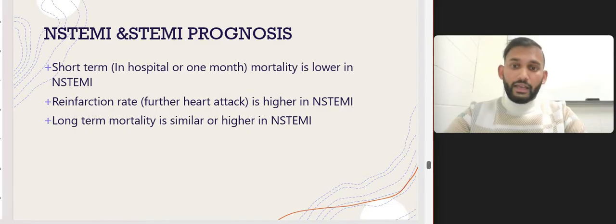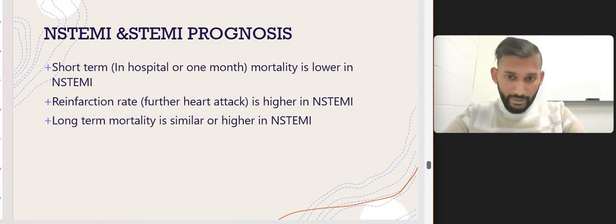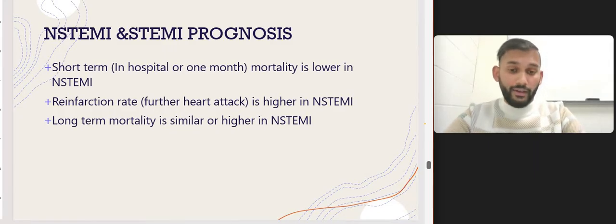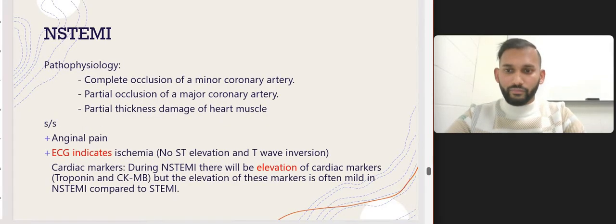With non-STEMI and STEMI prognosis, short term, in hospital or at 1 month, mortality is lower with non-STEMI, but there is a higher chance of having a heart attack again with non-STEMI. Long term, there's a higher chance with non-STEMI, because yes, non-STEMI is not a big problem, it's a partial occlusion, but there is a chance that you'll have another heart attack, or that the non-STEMI can change into a STEMI at any point. All it takes is the rupture of this once stable plaque.